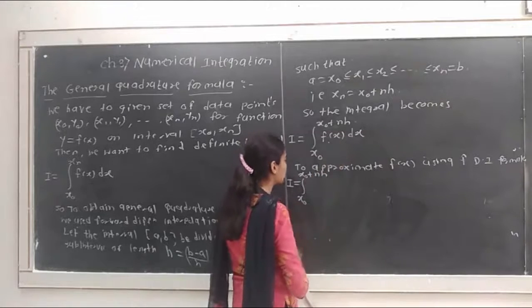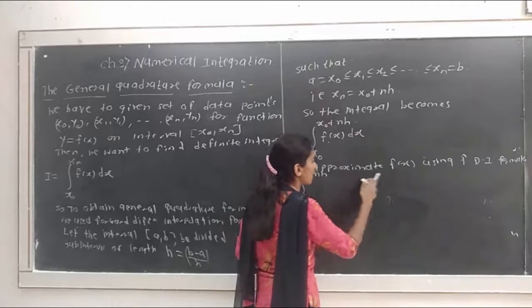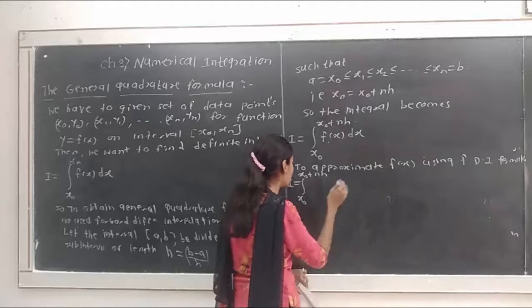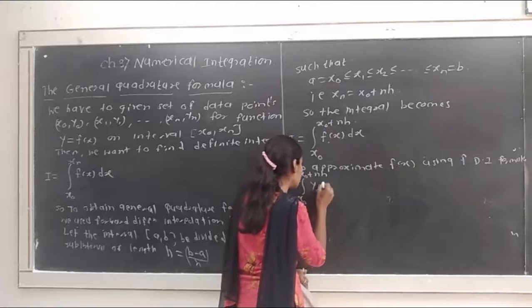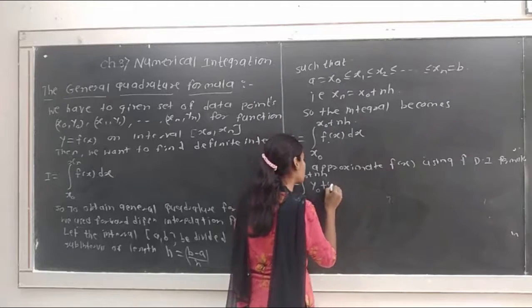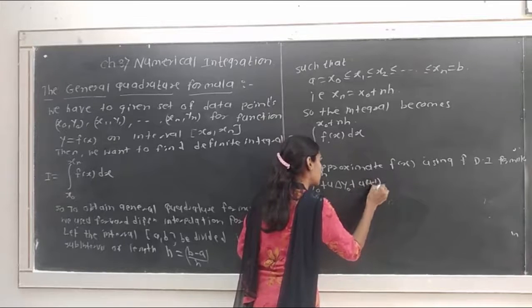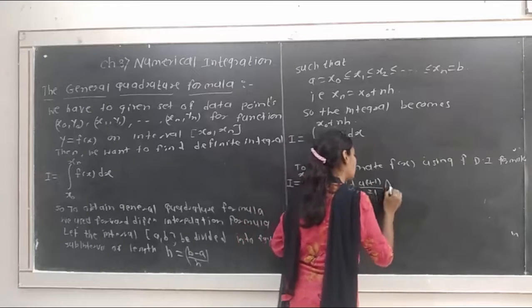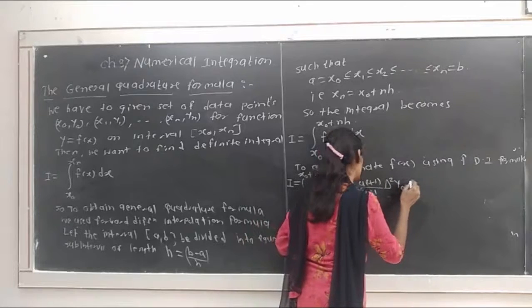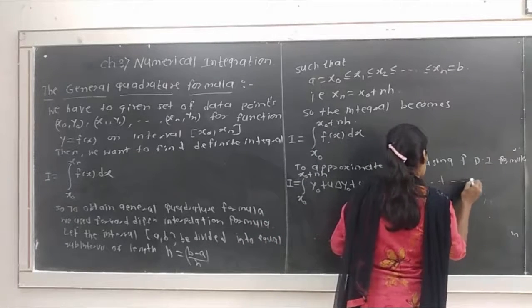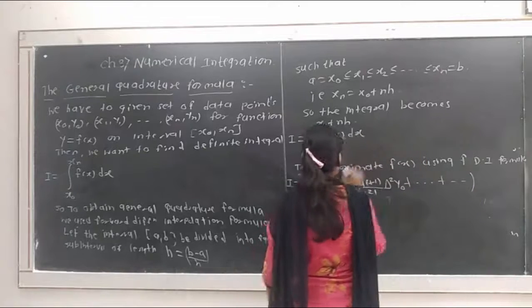Okay, instead of f of x we write the approximate value of f of x using the forward difference interpolation formula, and we know that that value will be y0 plus u into delta y0 plus u into u minus 1 divided by 2 factorial into delta square y0 plus, and so on.